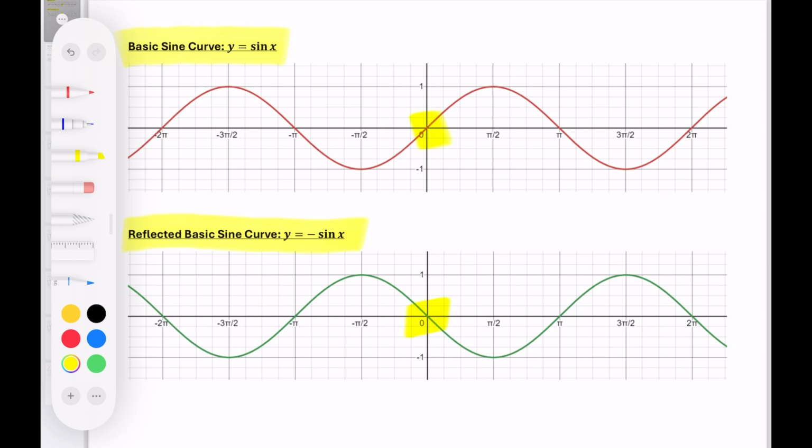If you look at the behavior for the basic sine curve, whose equation is y equals positive sine x, within a neighborhood of that point of intersection, this is the behavior of the graph.